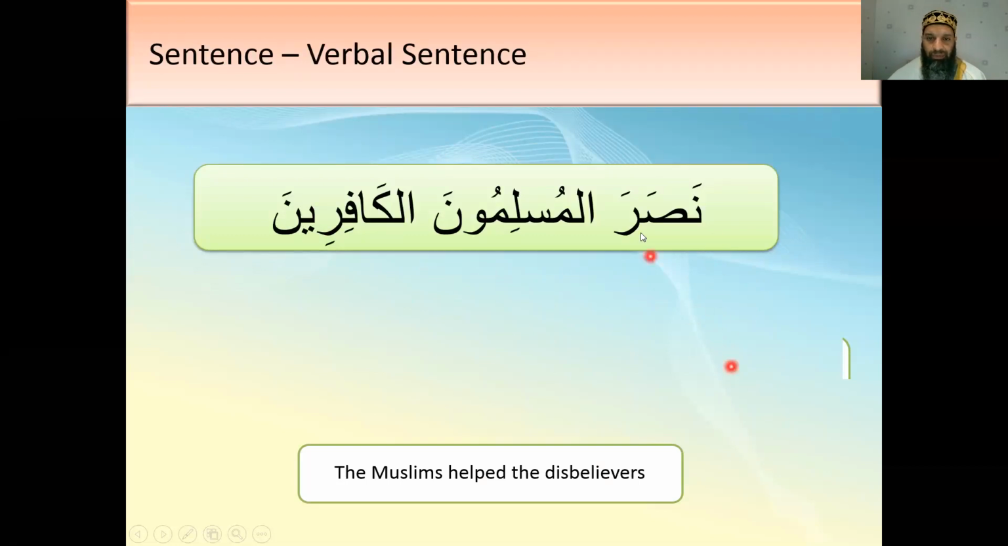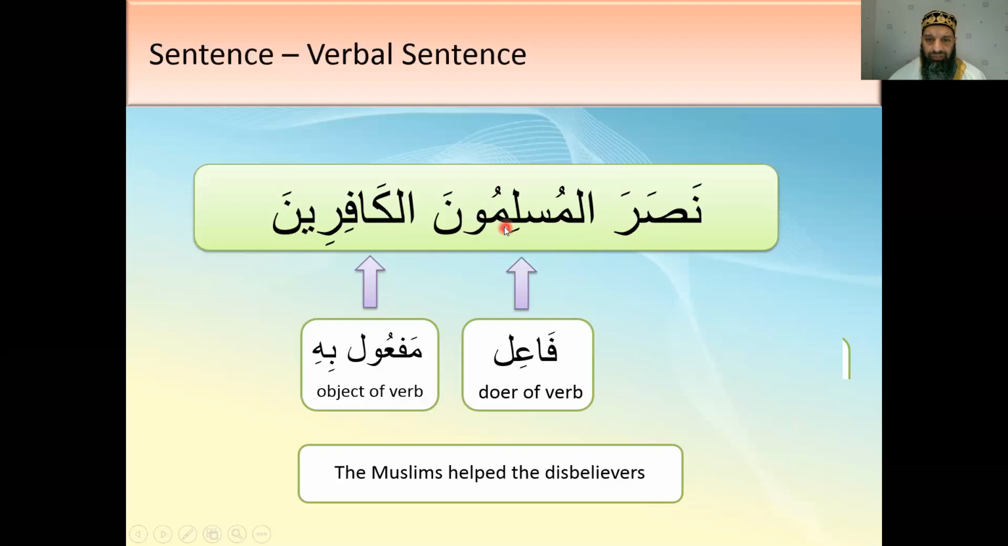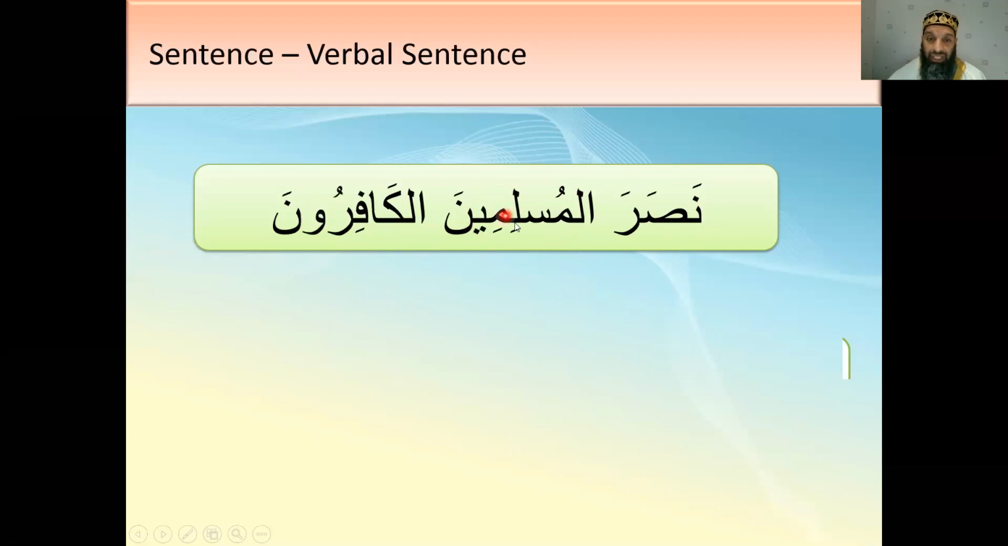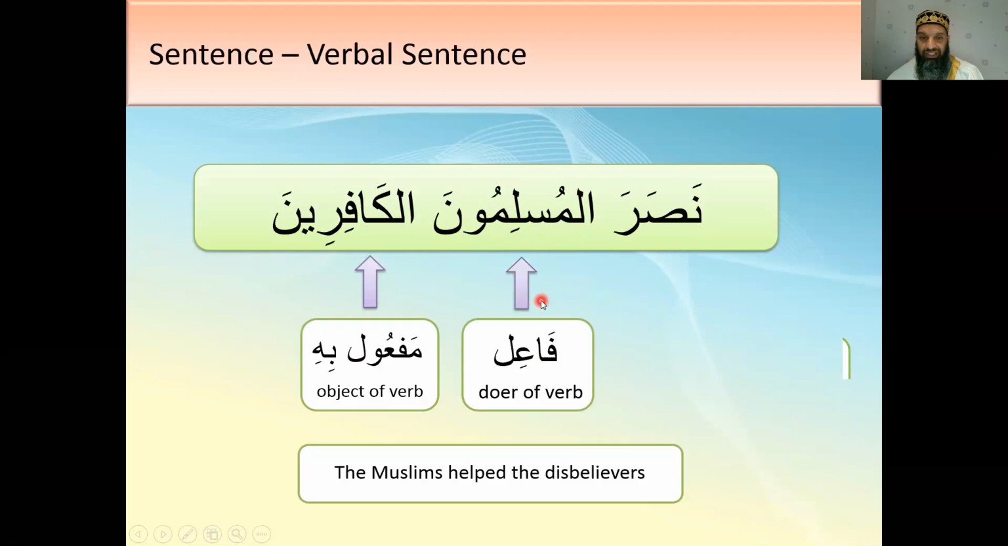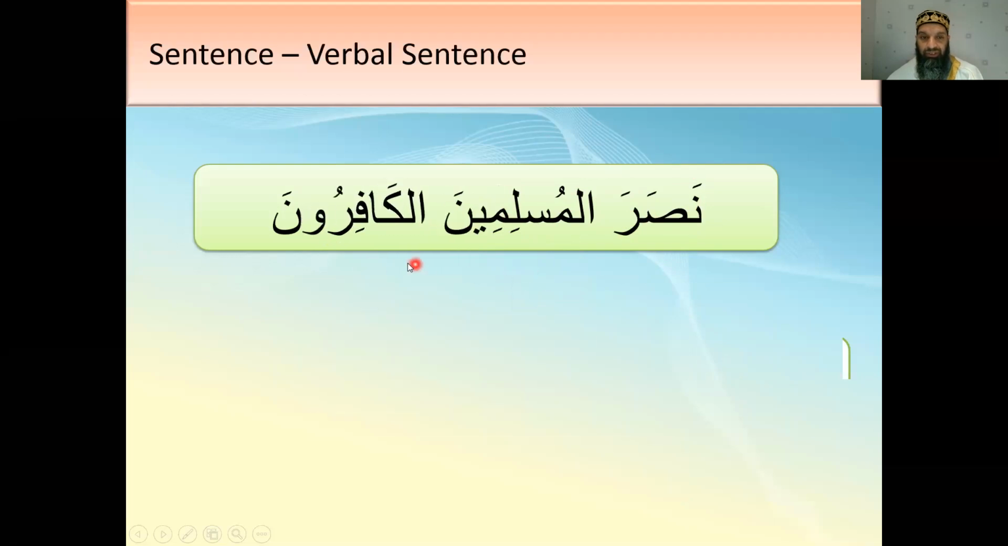And then just some examples where you can change the meaning. Nasara, helped. The Muslims helped the disbelievers, because Muslimuna is plural, marfu. If you change it, just look, you just change it. The meaning changes to the opposite. You make that marfu, now they're doing the helping. So now the disbelievers are helping the Muslims. I know in your books you've got something else.